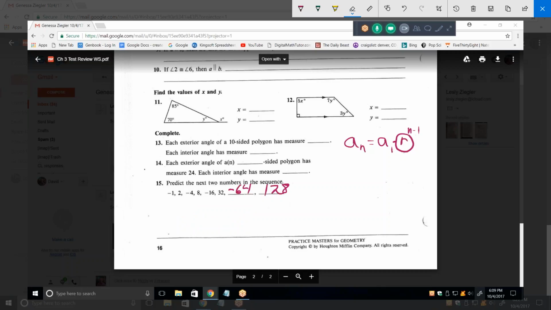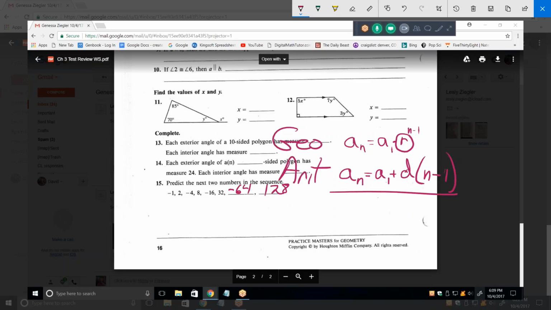But this is your general formula for a geometric series. And here it is for an arithmetic series. You have a sub n equals a sub 1 plus a common difference times, and here's where your n minus 1 goes in parentheses. So this is the one you use for arithmetic sequences. This is the one you use for geometric sequences. Okay? And you could test this one out if you wanted to, easy enough.